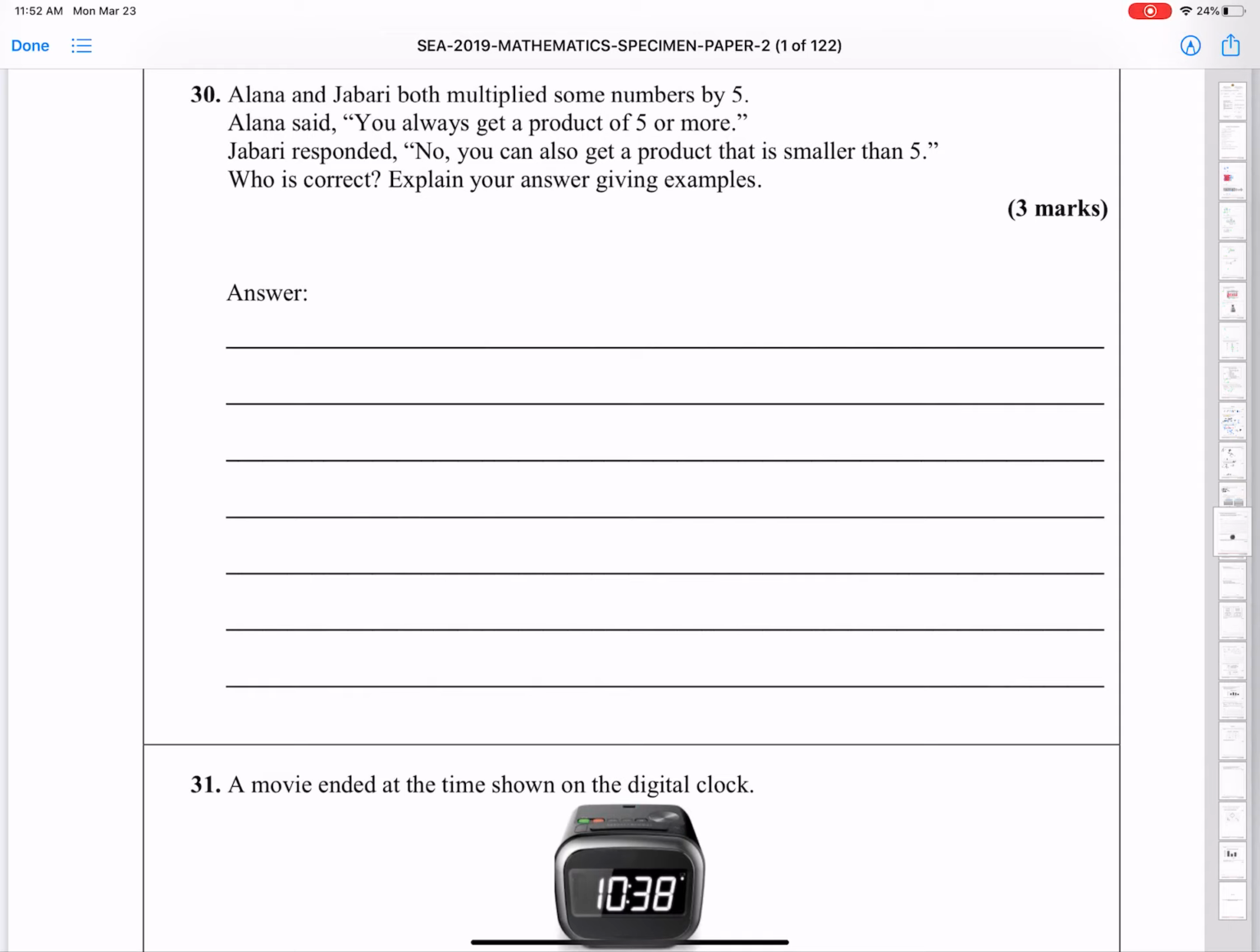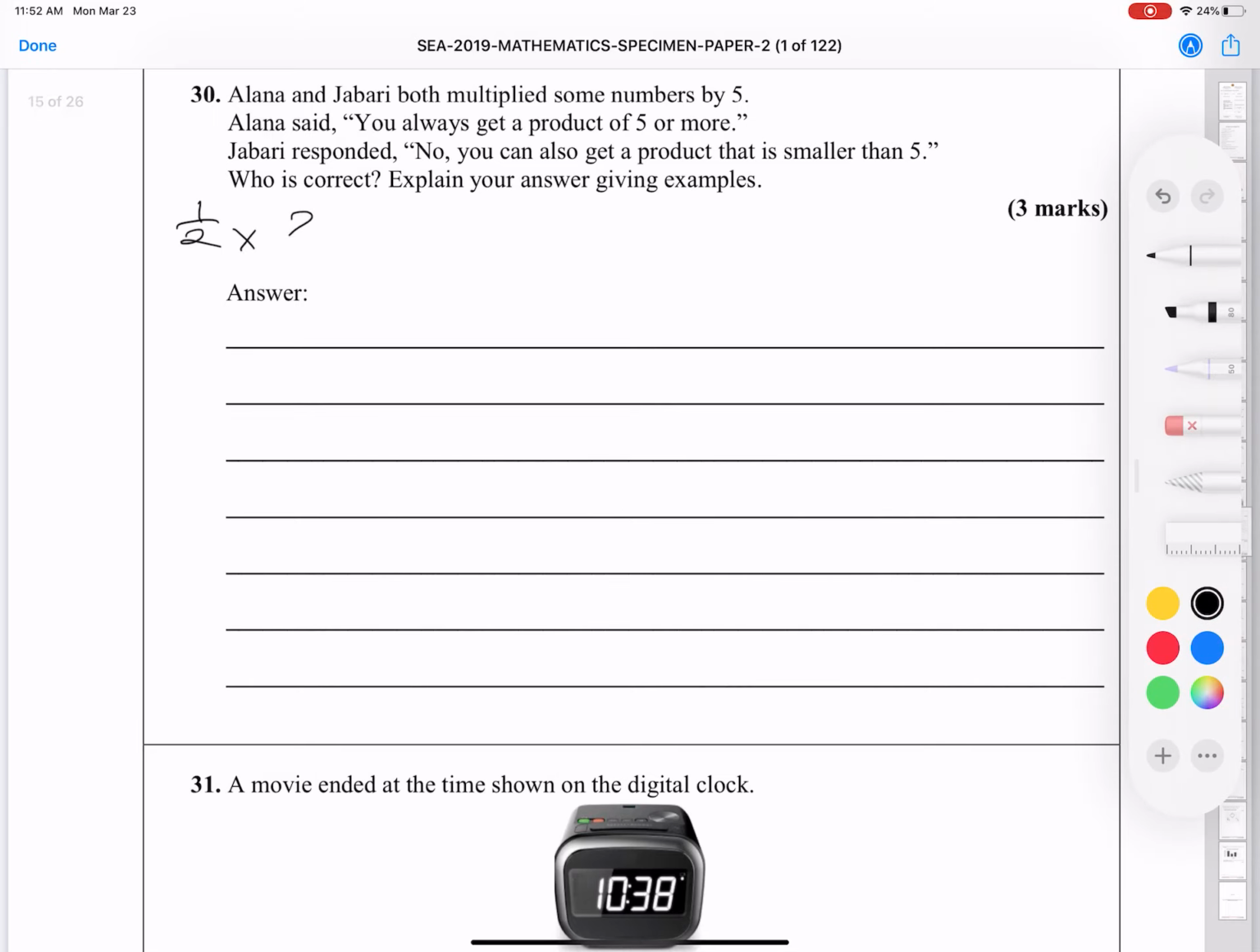A half times 5. Will that give us a product of 5 or greater? A half by 5, 3/4 by 5, 7/8 times 5. Let's try it. A half by 5 is a half multiplied by 5 over 1. 1 times 5 is 5. 2 times 1 is 2. That's 5 over 2.